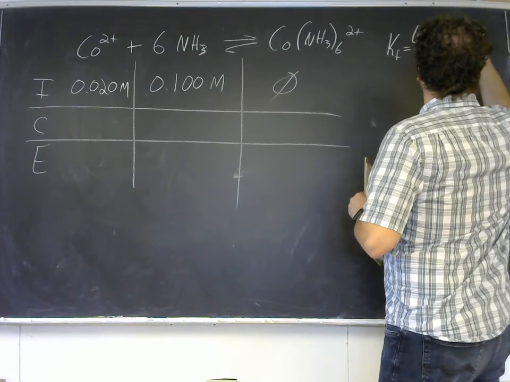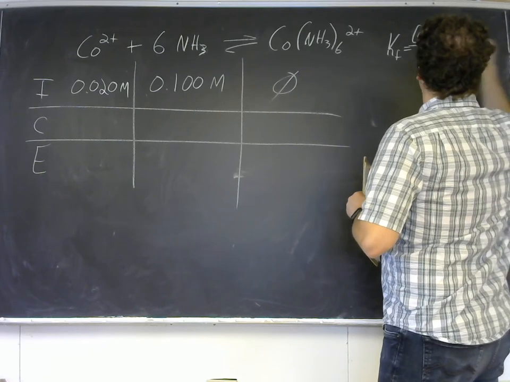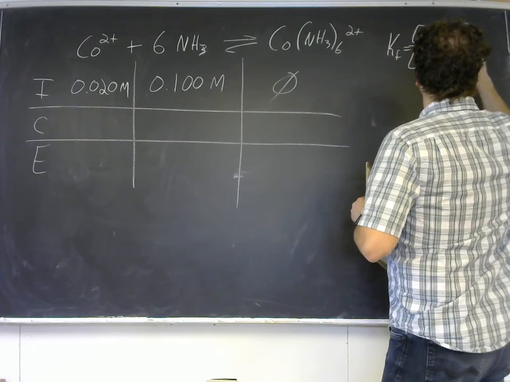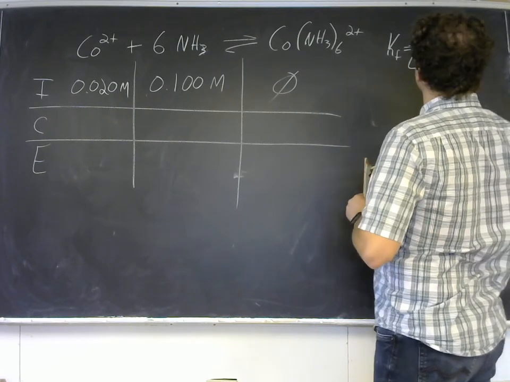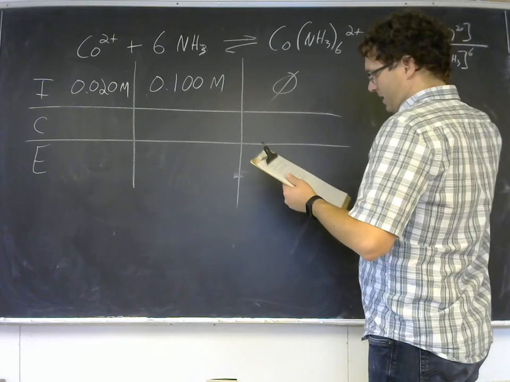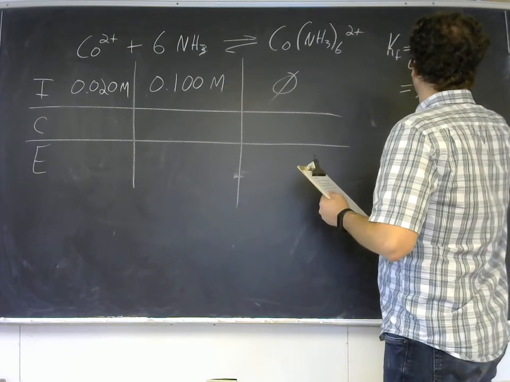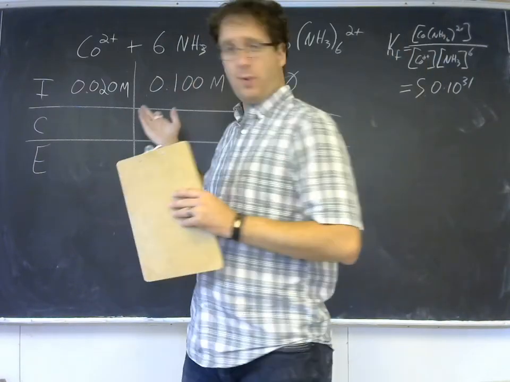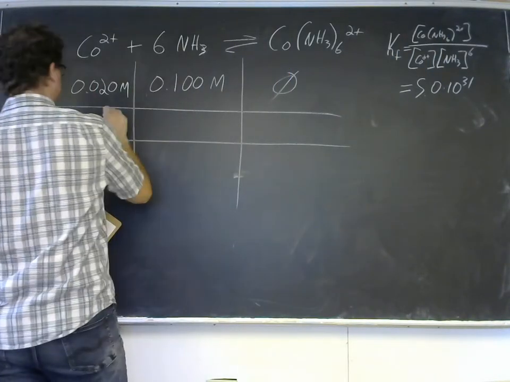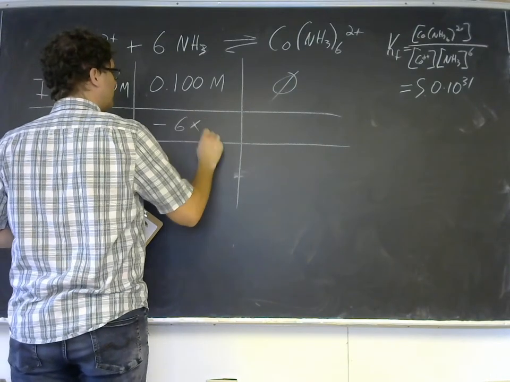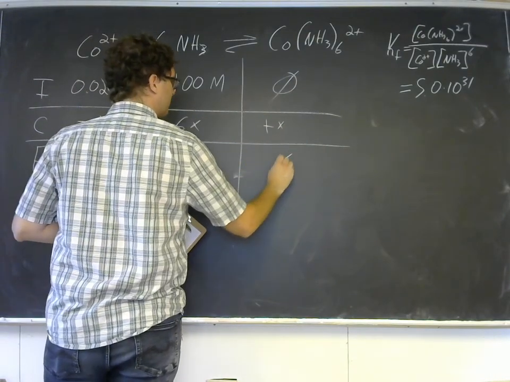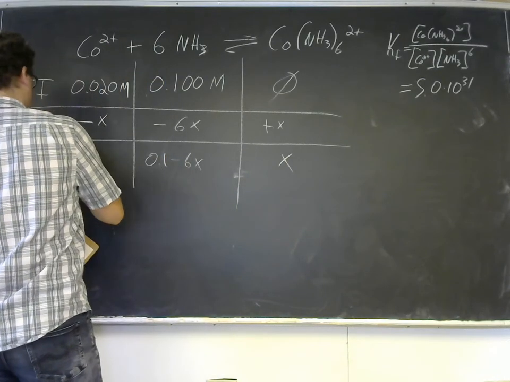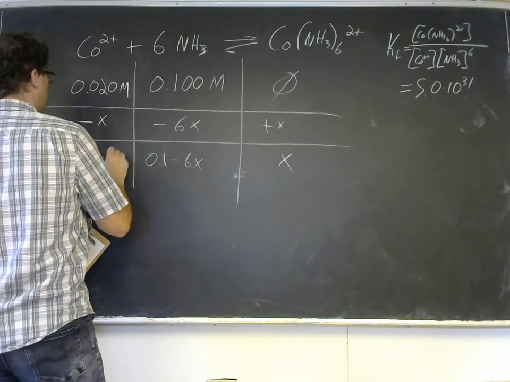[Co(NH3)6]2+ concentration over our Co2+ concentration times our NH3 concentration raised to the 6th power, and that is equal to 5.0 times 10 to the 31st. So that will become important. So what we'll have is a minus x, minus 6x, and plus x, and so we end up with x, 0.1 minus 6x, 0.02 minus x.